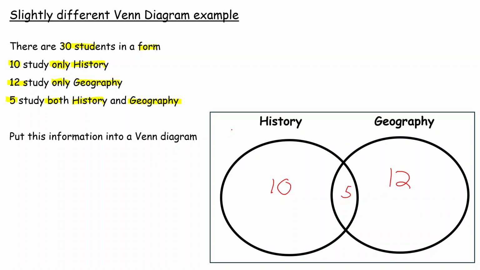Well, to get the part on the outside, we can add those together: 10 and 12 add 5, which is equal to 27. And there's 30 people in total, so you do 30 take away 27, which gives you 3. So the missing one there is 3, because if you do 3 add 10 add 5 add 12, you get your total of 30.